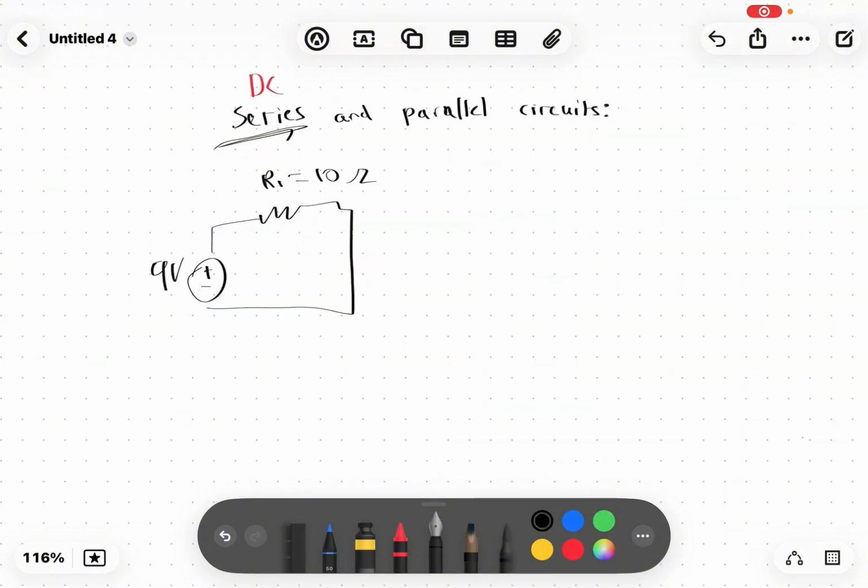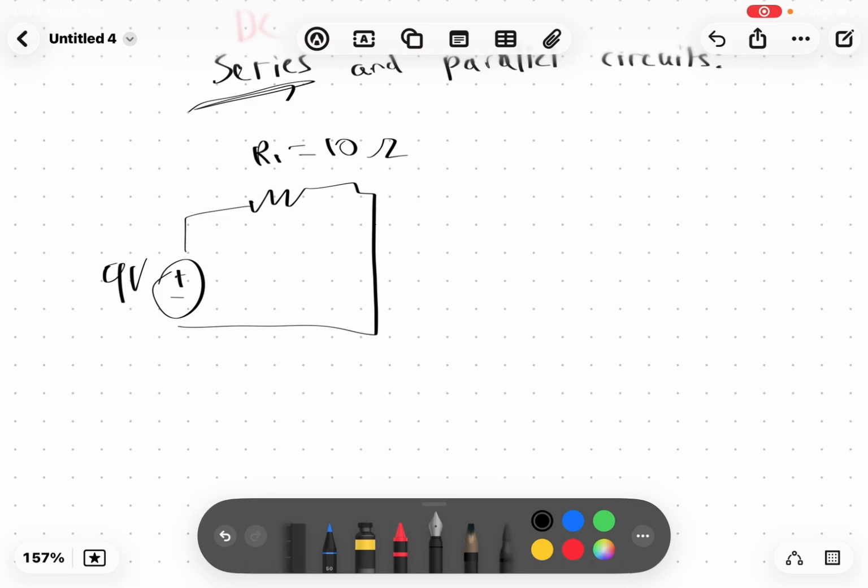So let's say how we measure power. The current is 9 over 10, so it's going to be 0.9 amps.